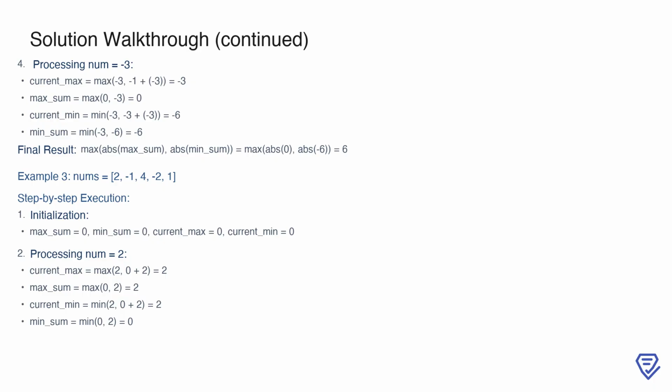As before, we initialize max_sum, min_sum, current_max, and current_min to 0. For the first number, 2, current_max updates to the maximum of 2 and the sum of current_max plus 2, which results in 2. Max_sum also becomes 2. For current_min, the minimum of 2 and the sum of current_min plus 2 is 2, so min_sum remains 0.